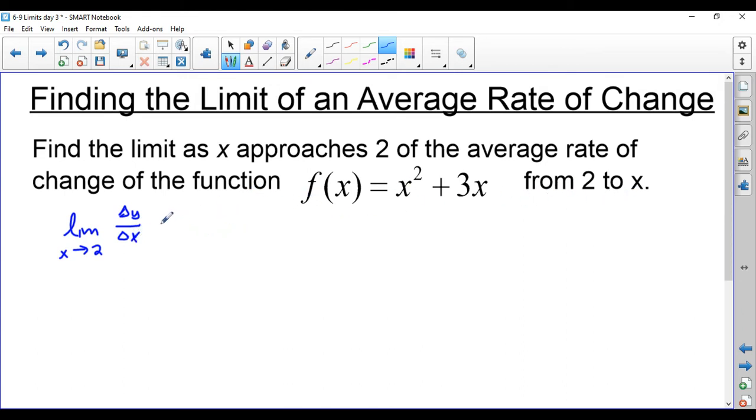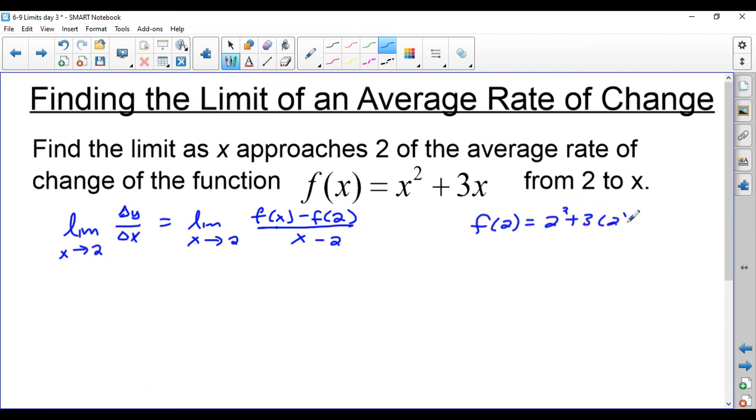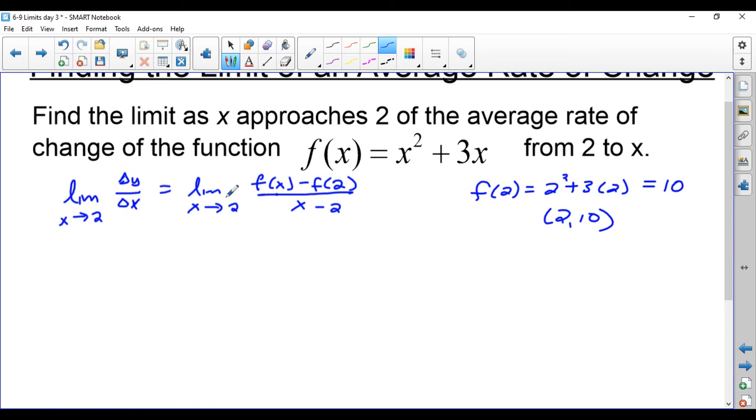And this is something we did earlier in the year. The limit as x approaches 2 of f of x minus f of 2 all over x minus 2. This is change in y over change in x. And then we would find the value of f of 2. 4 plus 6 is 10. So this is the point (2, 10) on the graph. And I'm going to plug that in.